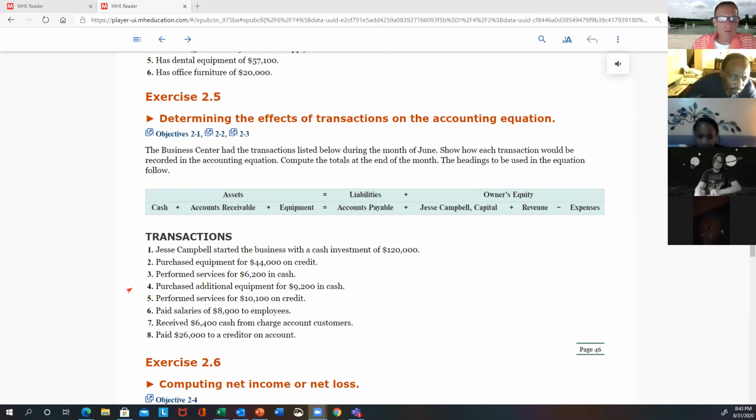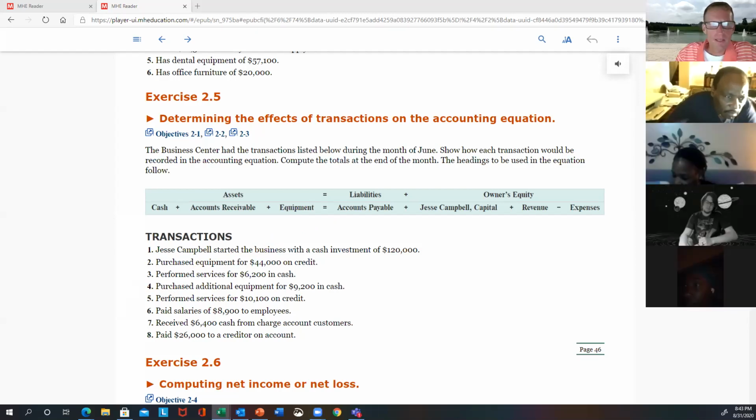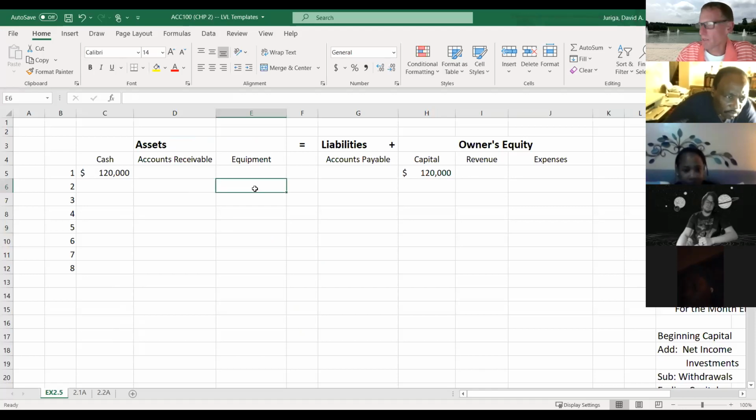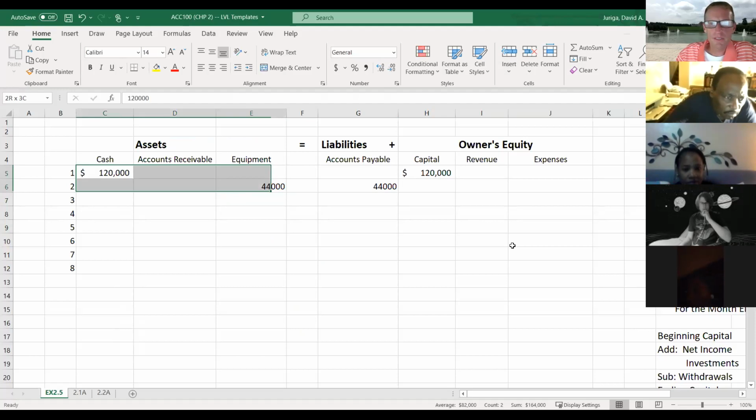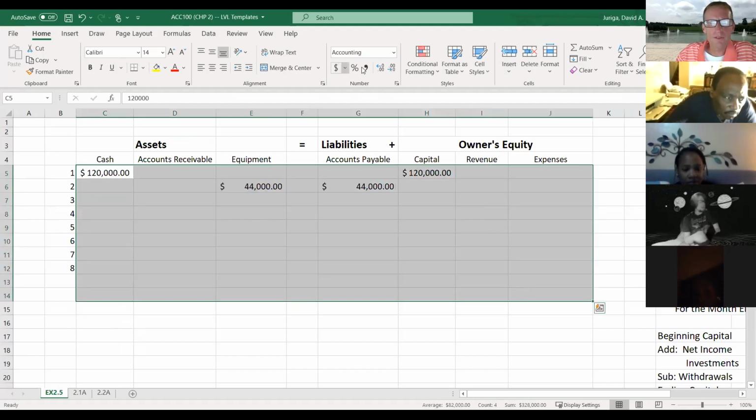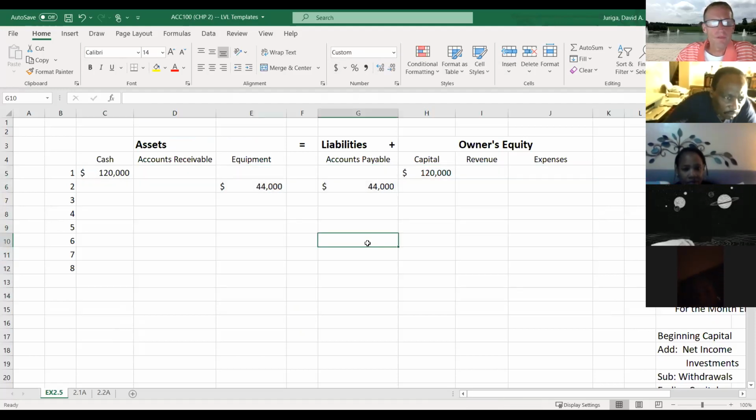So I'm going to go to my screen and enter equipment, 44,000, accounts payable, 44,000. And that's it. Let me get all my formatting changed right away. All right, that's all you've got. Notice we're still balanced. Third one.